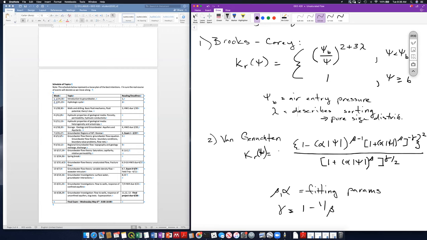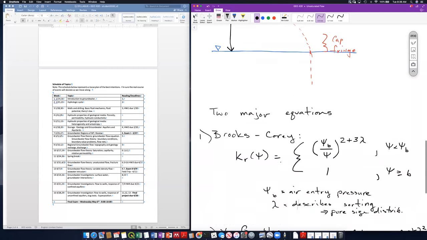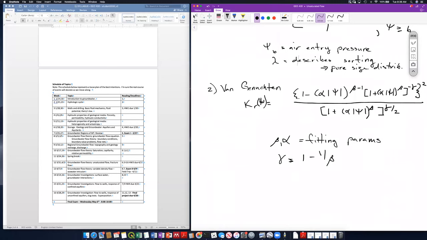Okay, so we have this new form of Darcy's Law, and we're going to use it now to write Richards' equation. So we've got our new form of Darcy's Law for unsaturated flow.